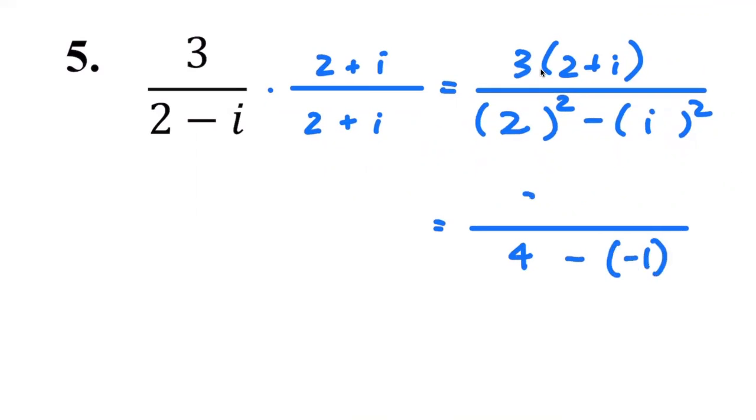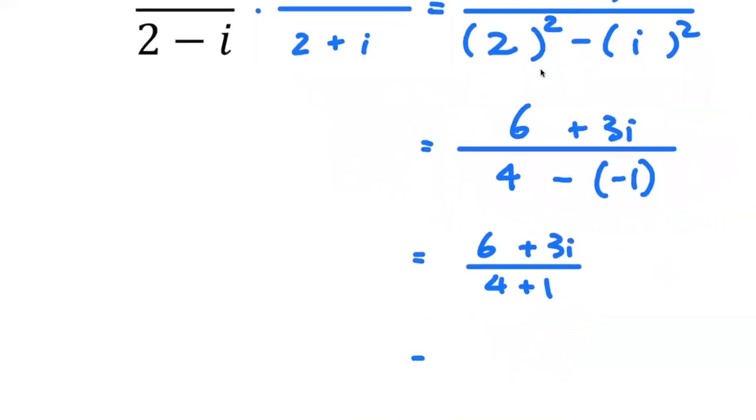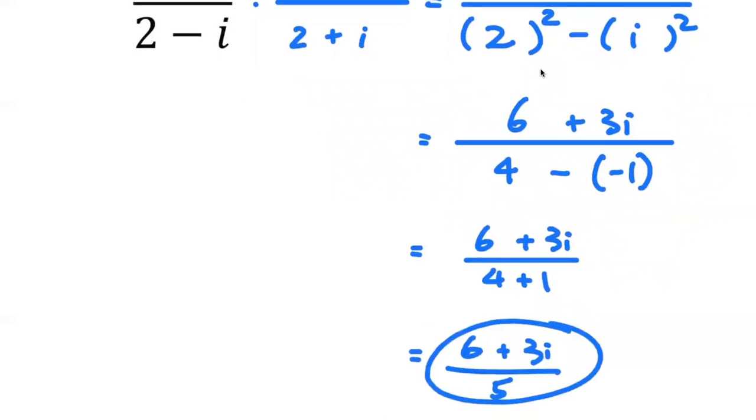In the numerator, we have 3 times 2 is 6, and then 3 times i is 3i. And so we have 6 plus 3i over 4 plus 1, and that's how you have 6 plus 3i over 5. Well, there's nothing you can simplify anymore. This is a constant. This is an imaginary number. They are not like terms. You cannot combine them. So that is our final answer.